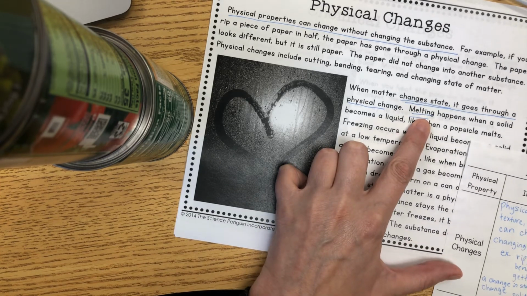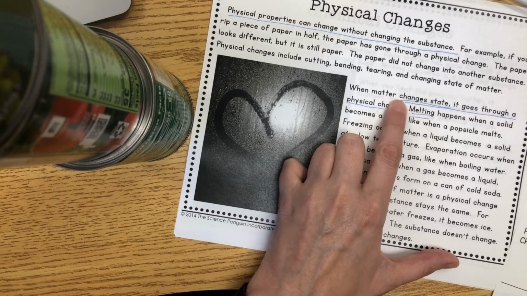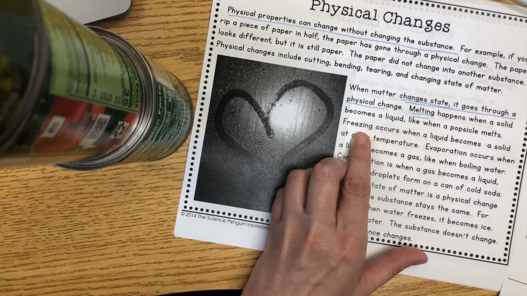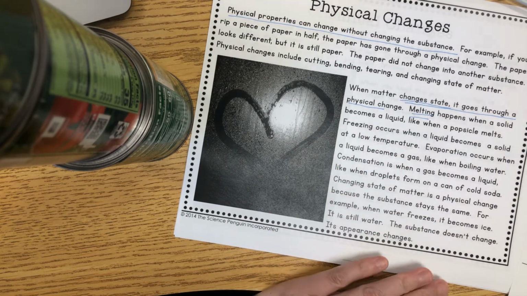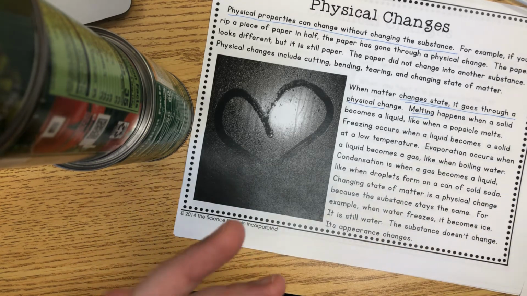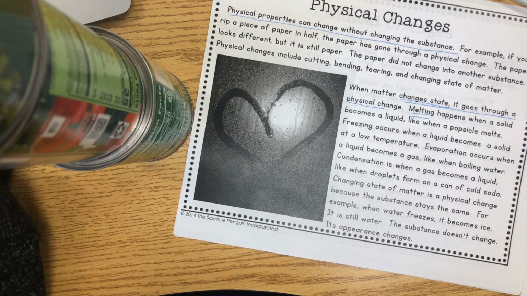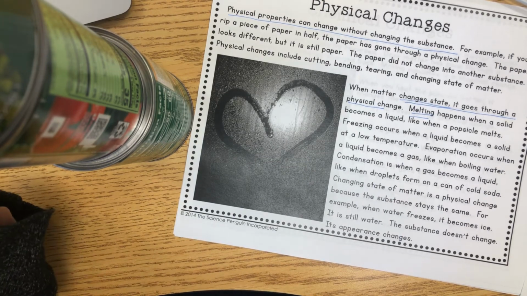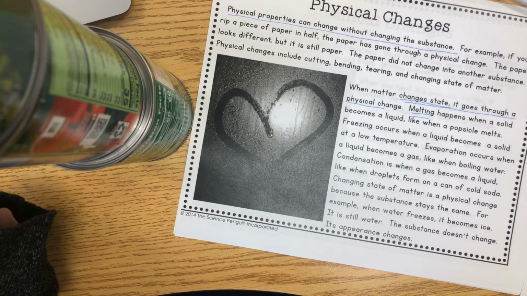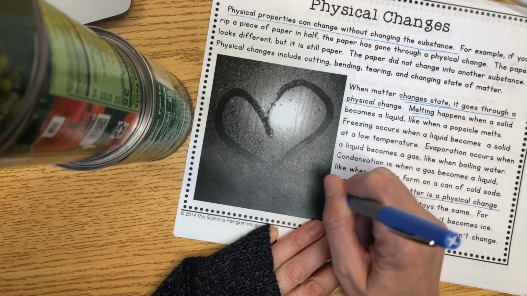And then it gives us some examples of different types of matter changing state, like melting, freezing, evaporation. It tells us that evaporation occurs when a liquid becomes a gas, like when boiling water. That makes sense because when you boil a pot of water, you can see the steam coming up. That's water evaporating. Condensation is when a gas becomes a liquid, like when droplets form on a can of cold soda. Changing state of matter is a physical change because, okay, here's a word, because, that seems important.